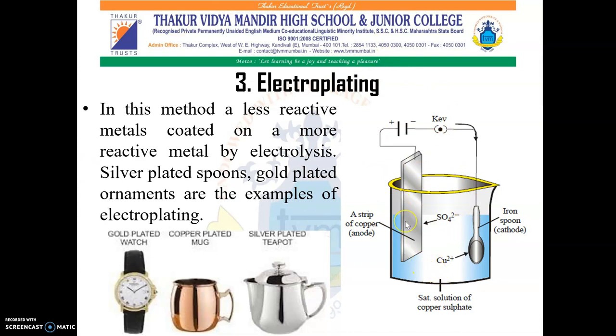A strip of copper acts as an anode and an iron spoon acts as a cathode. When the direct current is passed through this solution, the process of electrolysis takes place where the less reactive metal, that is copper, gets deposited on the more reactive metal, that is iron. So this is how the copper plating is done on iron spoon. So we get the copper plated spoon.